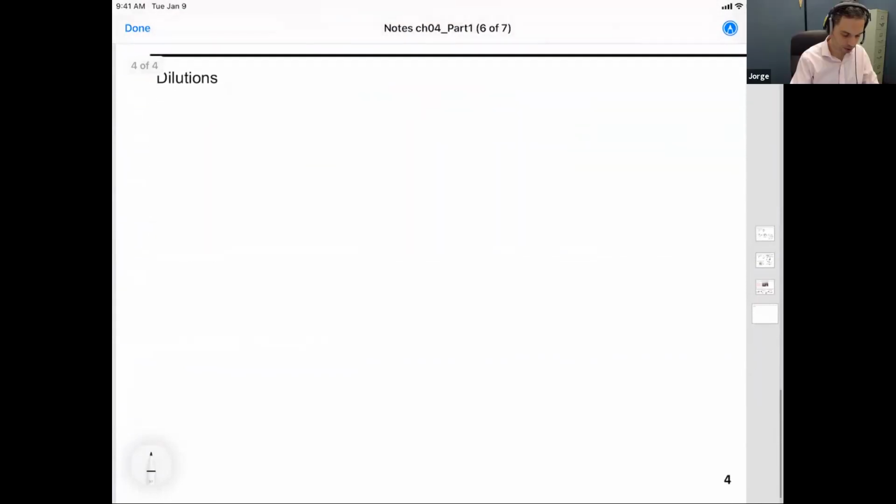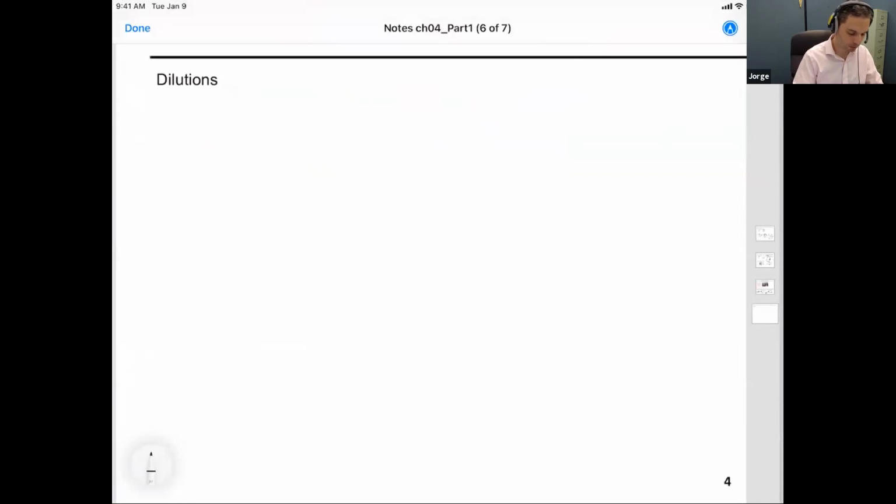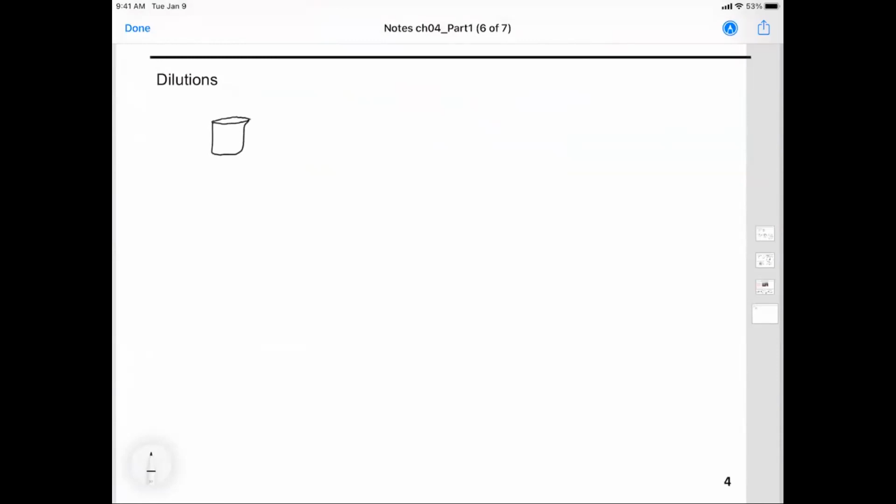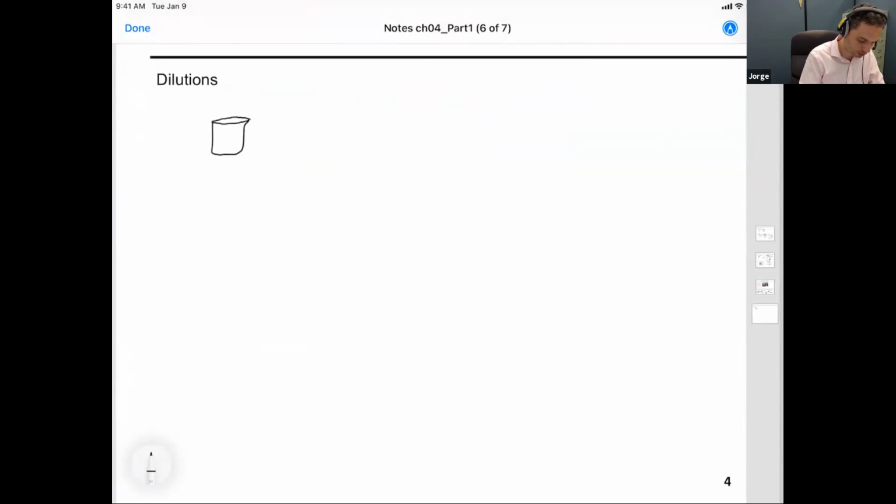Now let's talk a little bit about dilutions. So let's start here, and let's go to the lab. Let's get a beaker and let's prepare a solution. To prepare a solution, you toss in your solid and add an amount of solvent to get to your expected concentration. So let's call this first solution our initial solution.